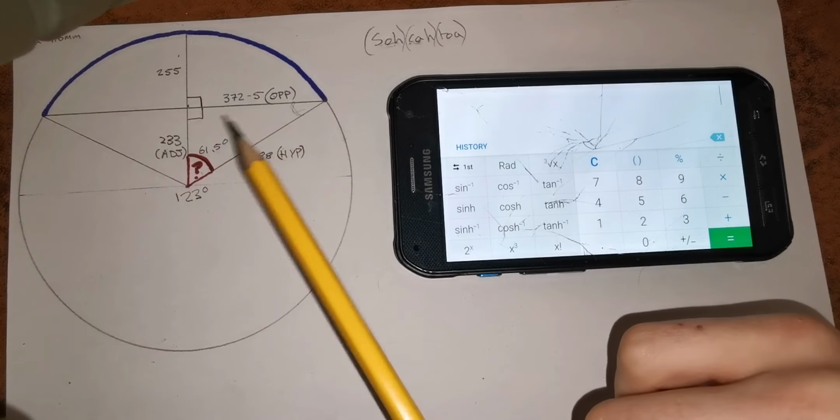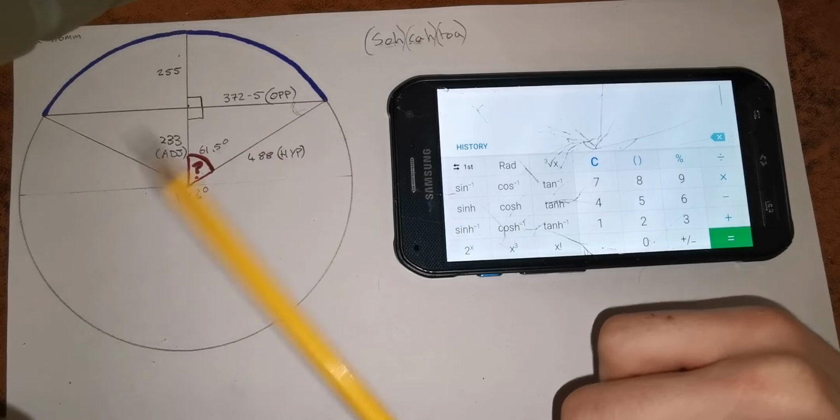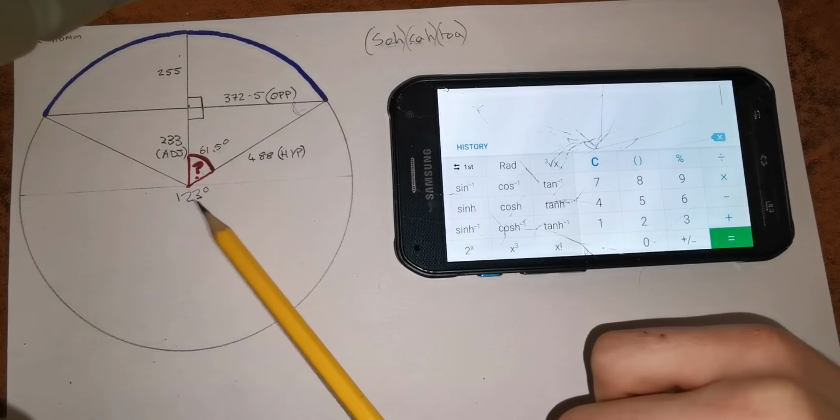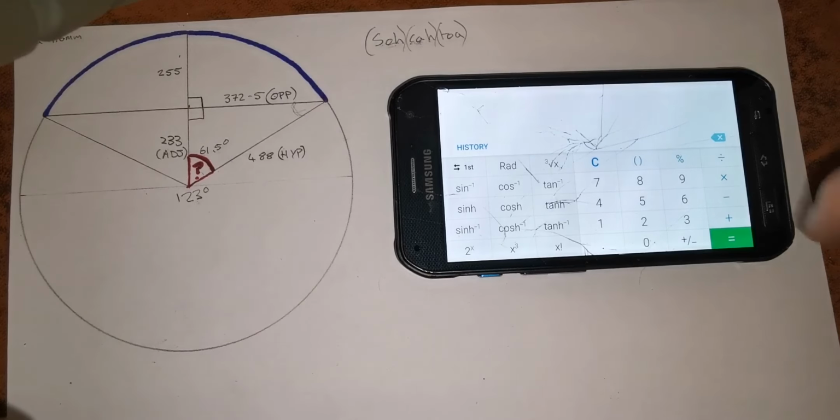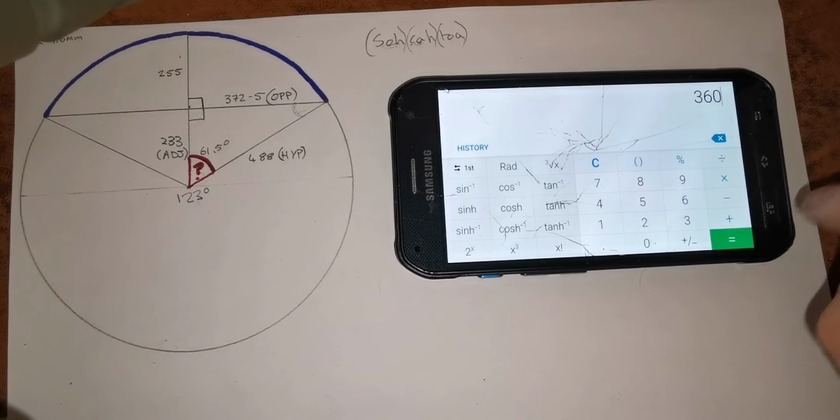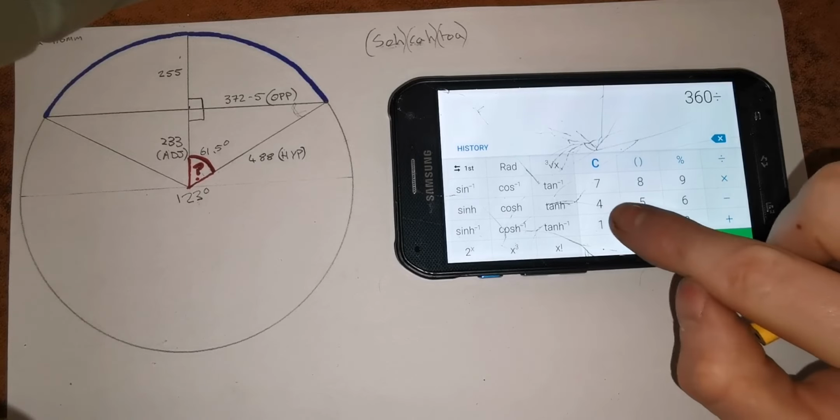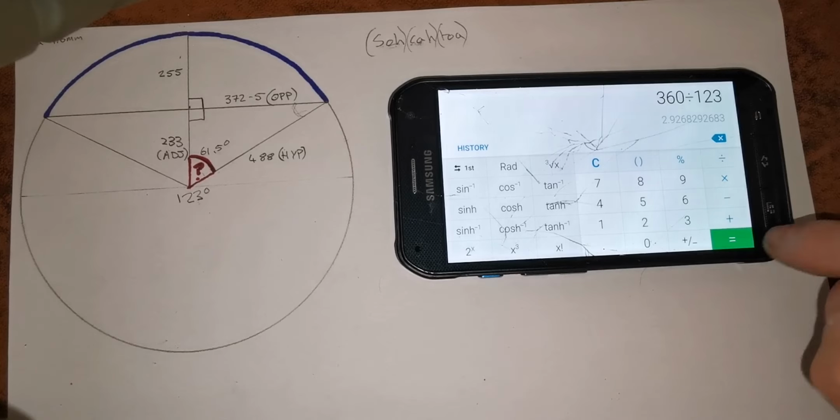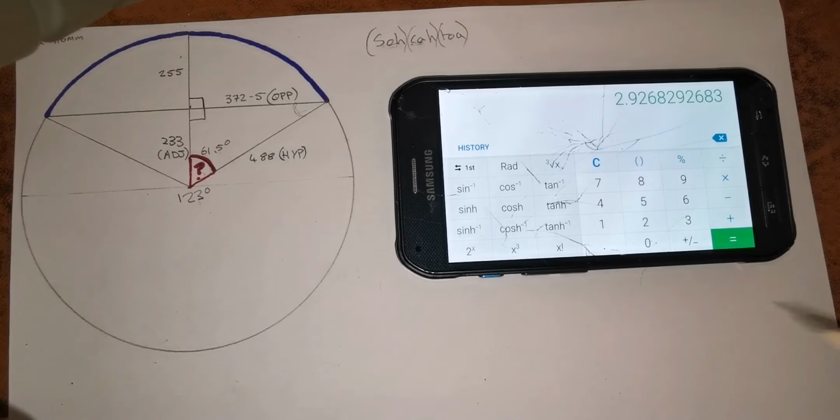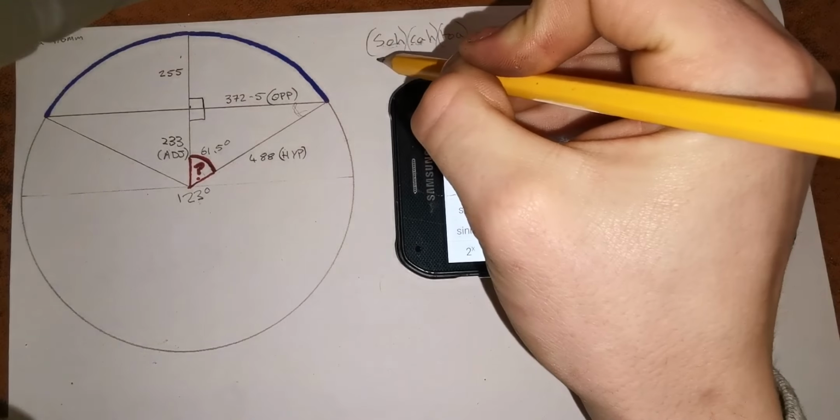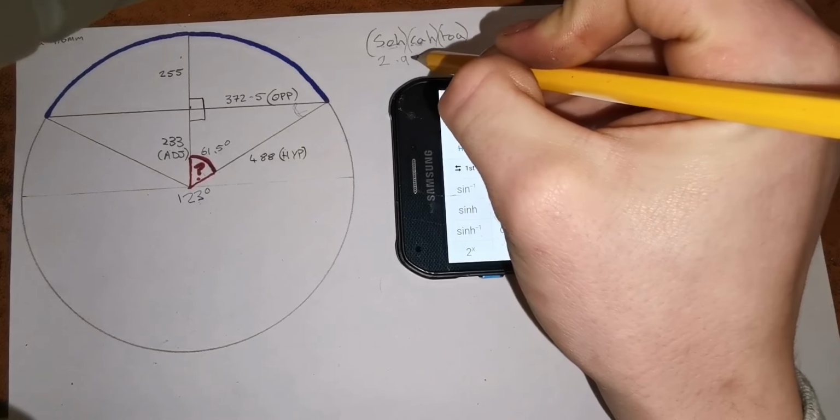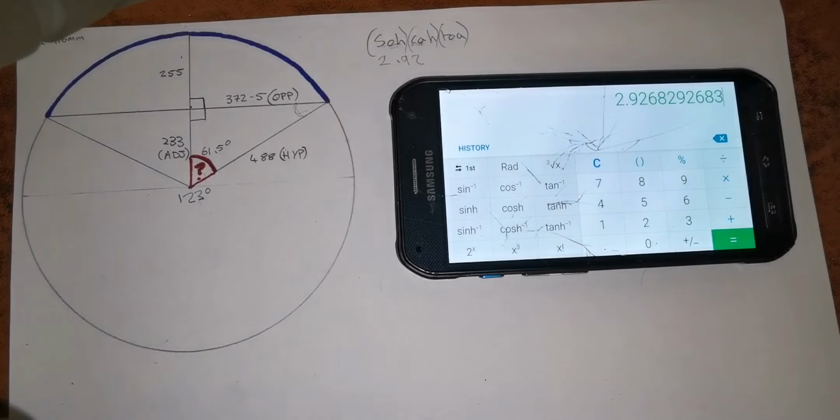So the next thing we need to do is work out what to do with this angle. Because a circle is 360 degrees, we take 360, divide it by 123, and that equals 2.92. Remember that number.